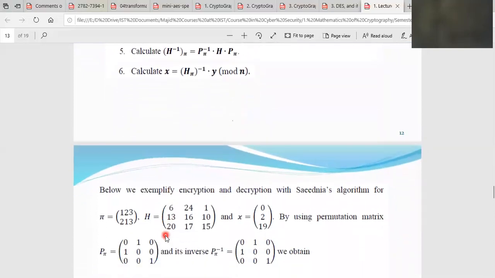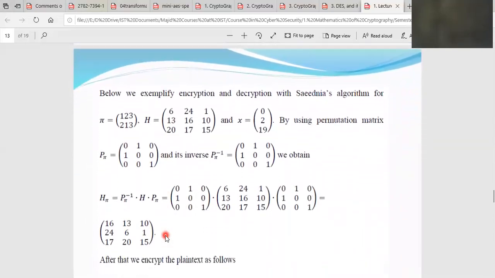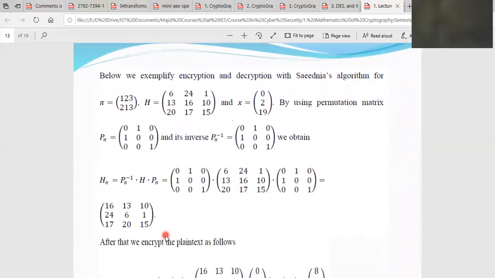In order to understand this algorithm, let us take one example. We exemplify this with the S3 symmetry group, with three elements. We take one permutation, where one is mapped to two, two is mapped to one, and three is mapped to three. We take one key matrix, say H, and our plain text is 0 to 9. Using the permutation matrix corresponding to this permutation, we have this permutation matrix and we have obtained its inverse.